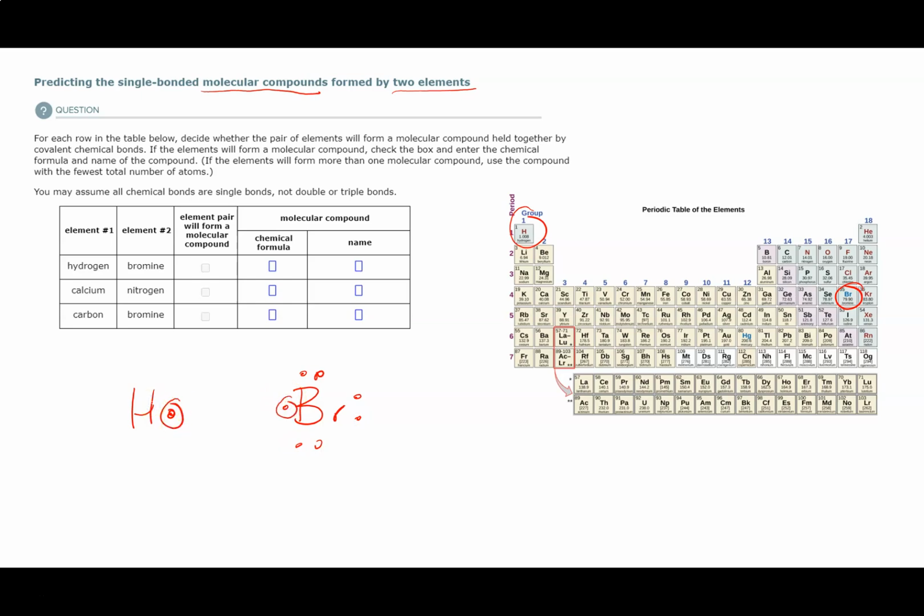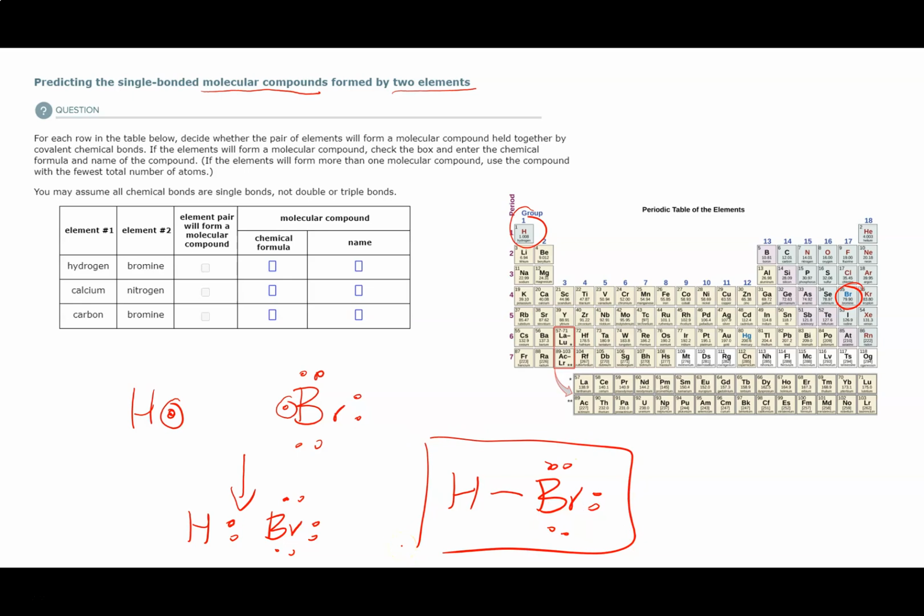Hydrogen with its 1 unpaired, what are they going to do? They're going to come together like that, and there's going to be a single bond between the 2 atoms and 3 lone pairs on the bromine. So here we are. This is going to be the compound that is formed. The element pair will form a molecular compound because we have 2 nonmetals. And the chemical formula of that compound will be HBr.